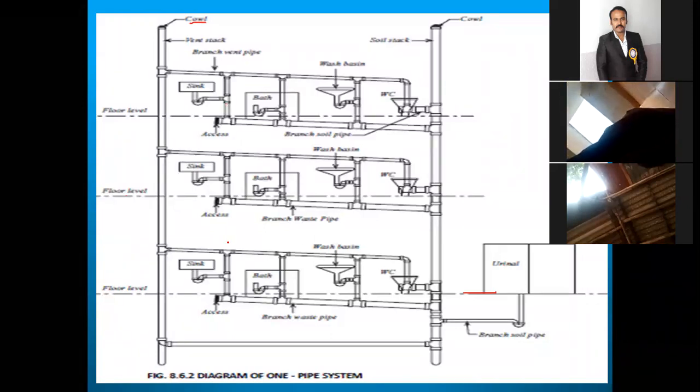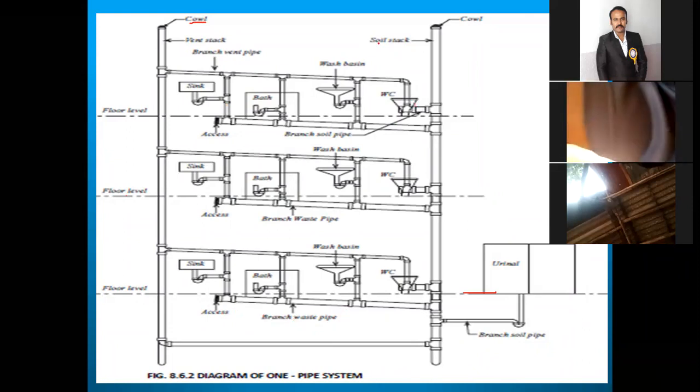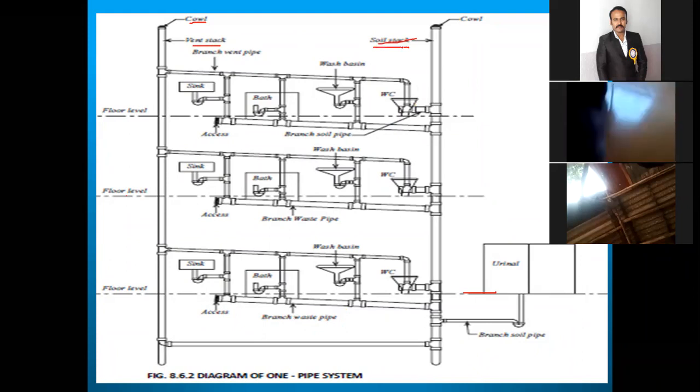Next, if you see this one, the branch waste pipe. This one is a soil stack, this one is a vent stack. Soil stack, as we said, carries the waste coming from toilets. Vent stack, the waste coming generally from the wash basins or urinals, right? Next, you see here, this is a water closet.